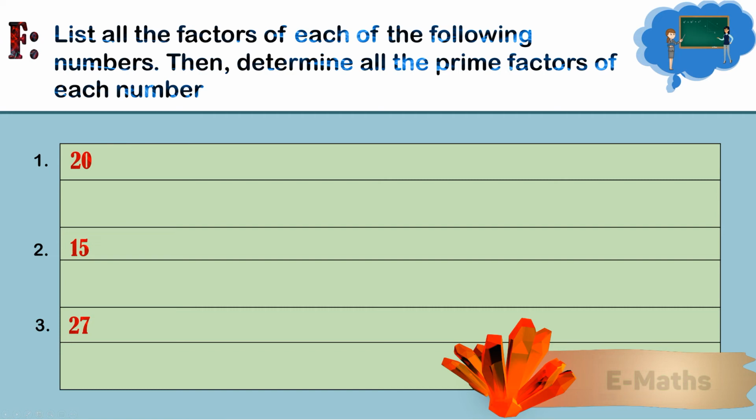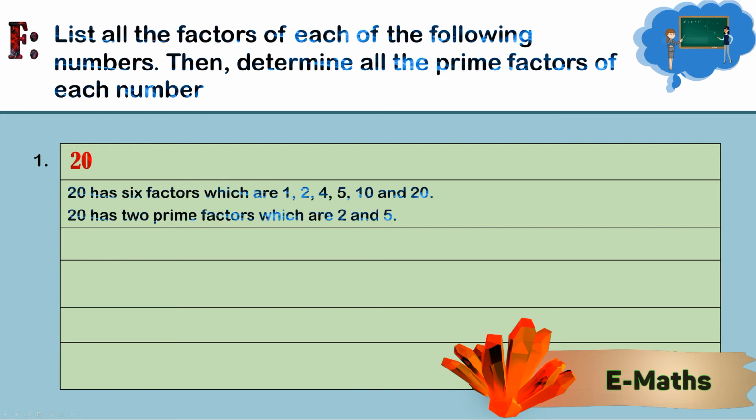List all the factors of each of the following numbers. Then determine all the prime factors of each number. 20. The factors of 20 are 1, 2, 4, 5, 10, and 20. 20 has 6 factors. 20 also has 2 prime factors, which are 2 and 5.